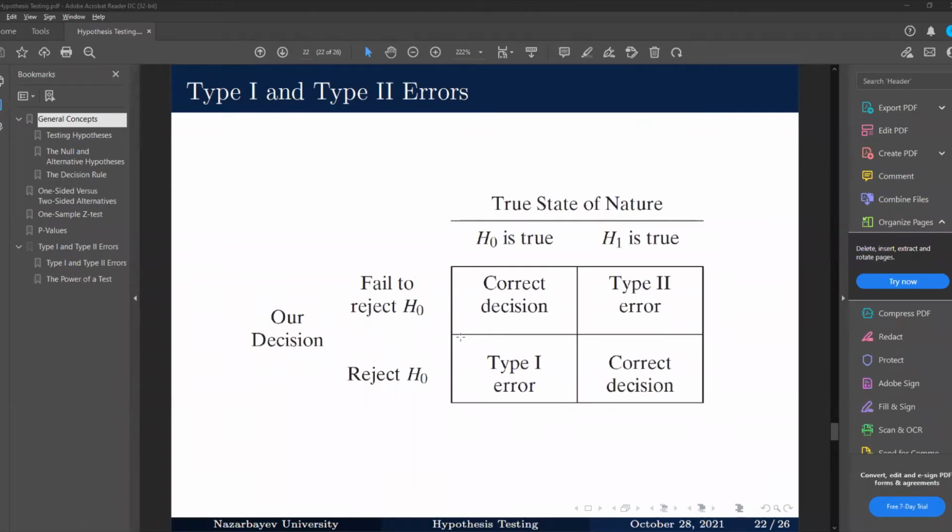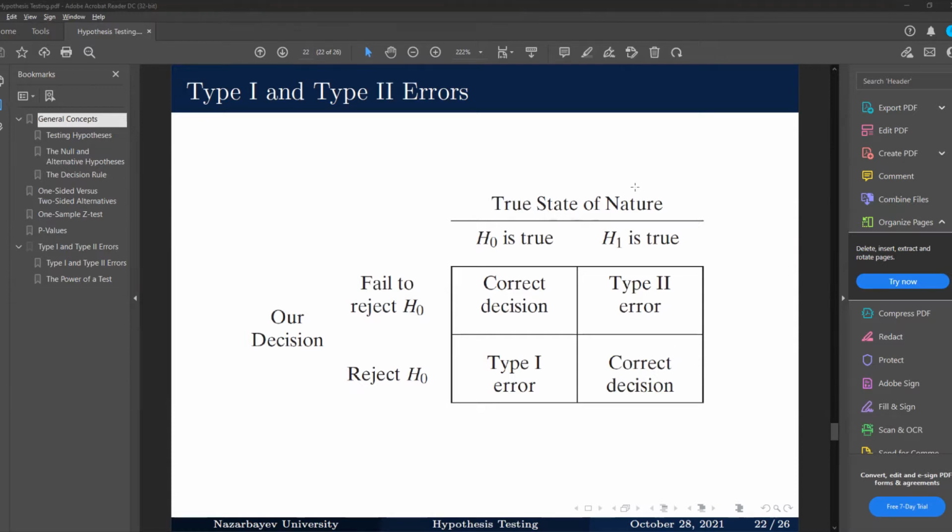Welcome guys, in this video we are going to study type 1, type 2 errors and power of a test. Making incorrect decisions is an inevitable part of hypothesis testing. Let's take a look at the following table and see what kind of decisions we can make in hypothesis testing.